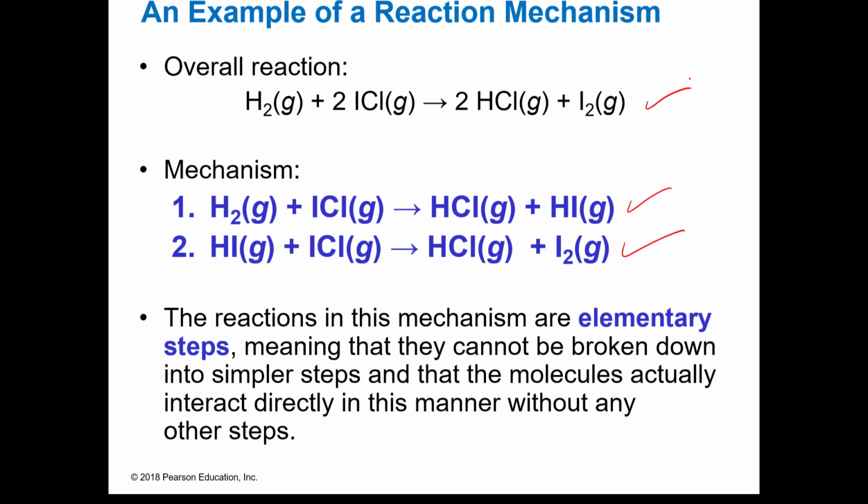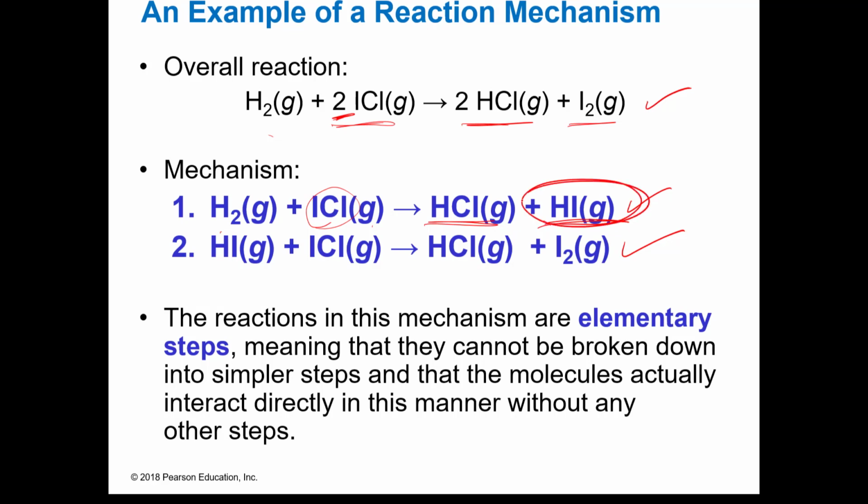So when I have hydrogen gas reacting with iodine chloride, we produce hydrochloric acid and iodine gas. And so that happens in two steps. The hydrogen gas reacts with the ICl, notice 1 of the moles of ICl, to form hydrochloric acid and hydrogen iodide, okay? Hydrogen iodide because it's a gas.